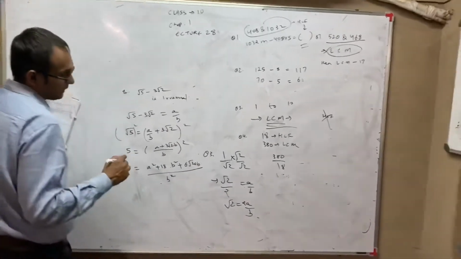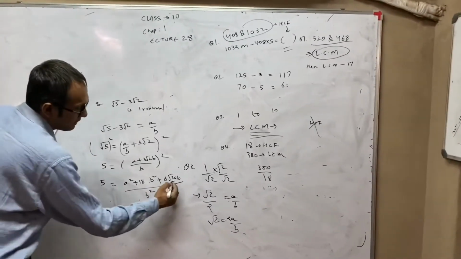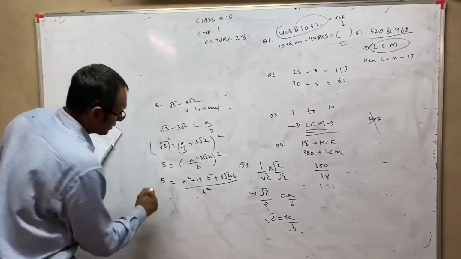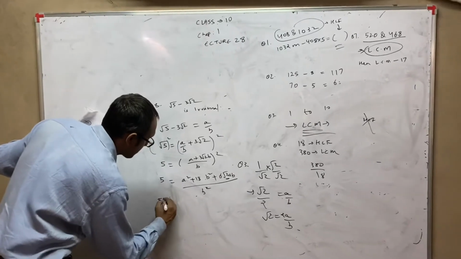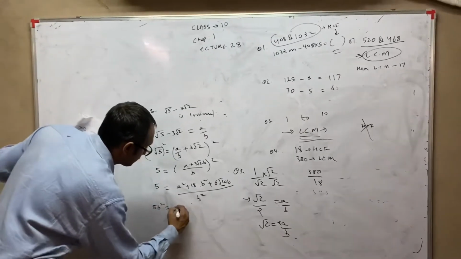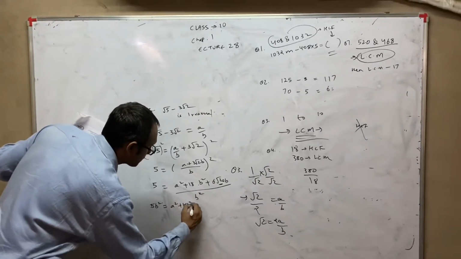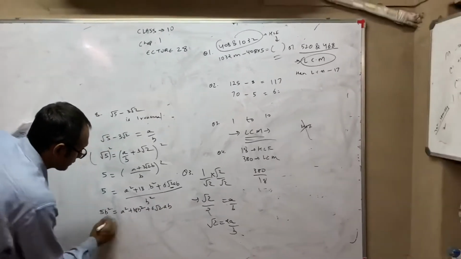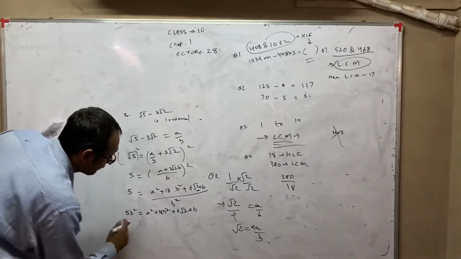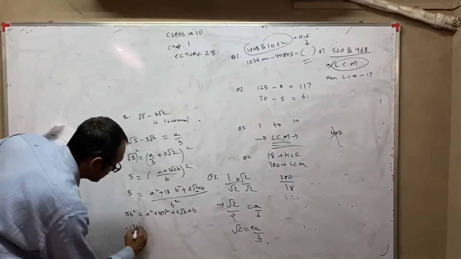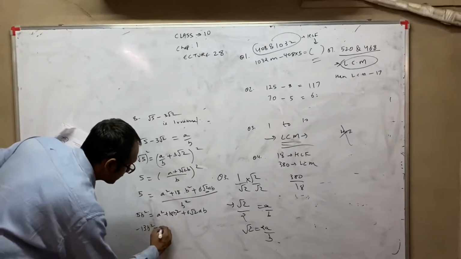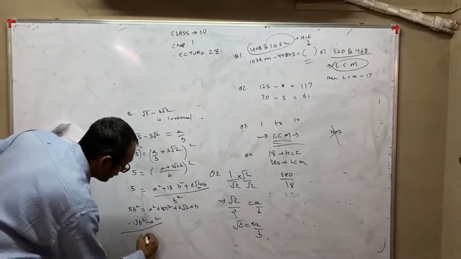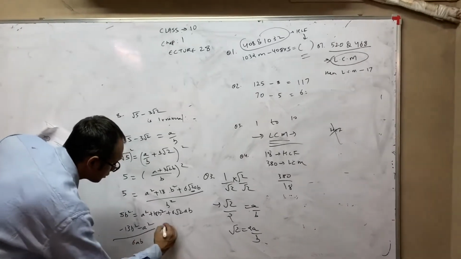Now on the next step, I will just keep root 2 on one side and shift everything on this side. So first this 5b squared will come here, equal to a squared plus 18b squared plus 6 root 2 ab. And 18b squared if I take, then it will be minus 13b squared minus a squared upon 6ab is equal to root 2.